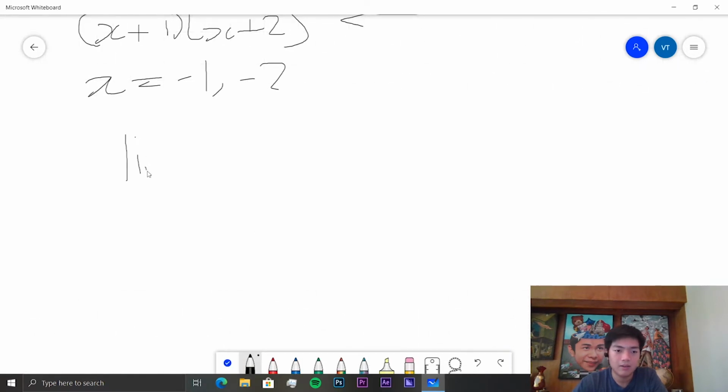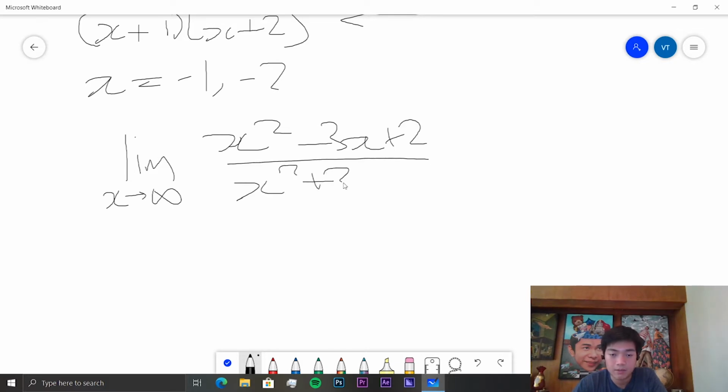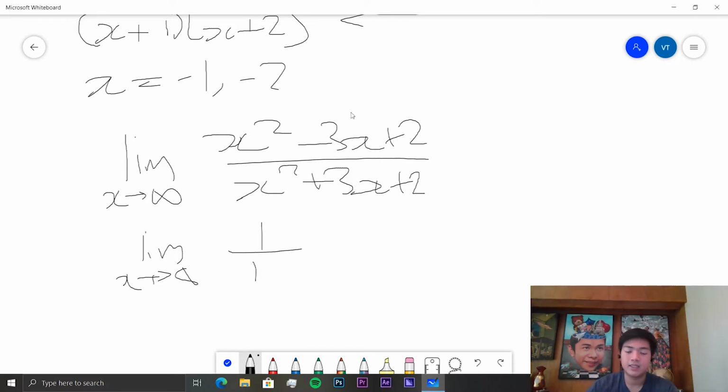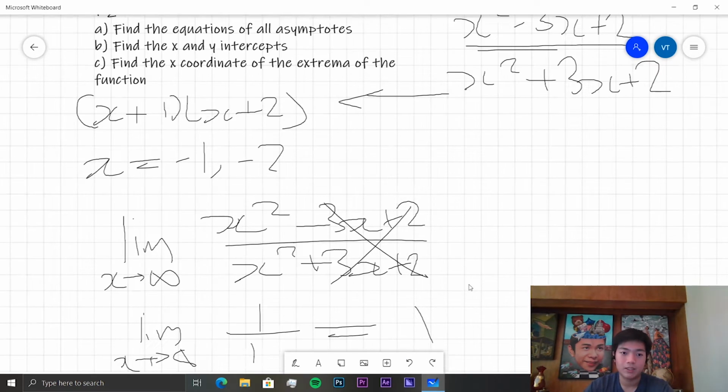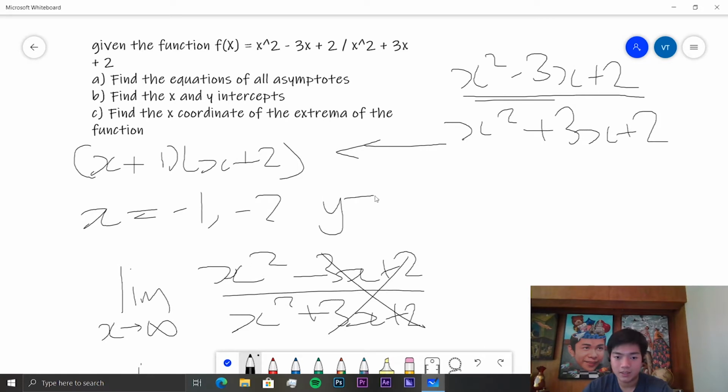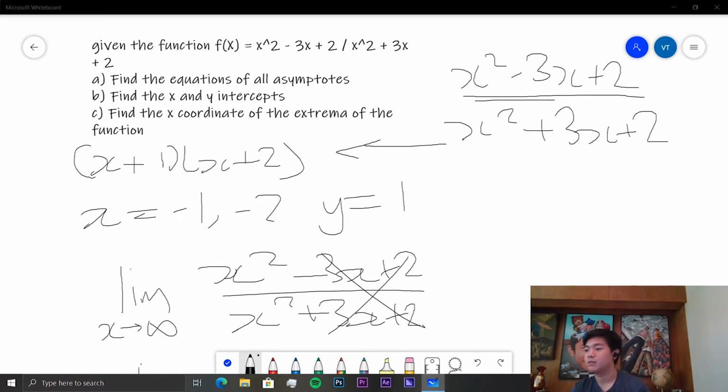So we have the limit as x approaches infinity of x squared minus 3x plus 2 over x squared plus 3x plus 2. Dividing all by x squared, we get the limit as x approaches infinity of 1 over 1, since these terms would be cancelled out. So the limit should be 1. So as y approaches 1, this is also invalid. So those three should be the asymptotes of this graph.